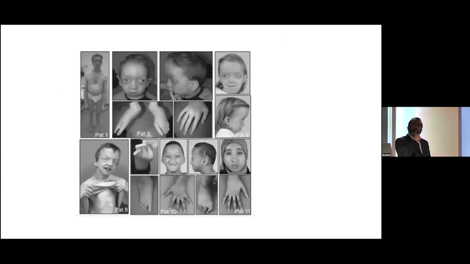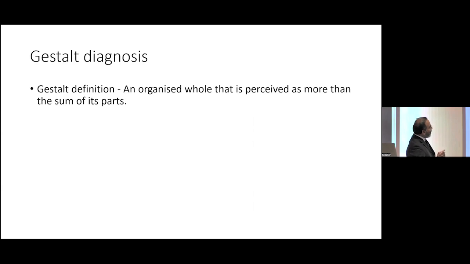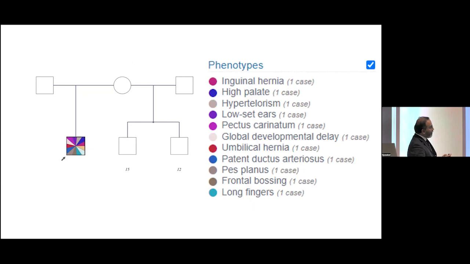So when I saw the child, he looked very much like this child here. A long time ago, as a trainee in clinical genetics, I had seen a child like that, and almost 20 years down the line, I saw this child. As a registrar at that time, the gene for this condition had not been discovered. Gestalt, by definition, is an organized whole that is seen as more than the sum of its parts. So I immediately thought of the condition.